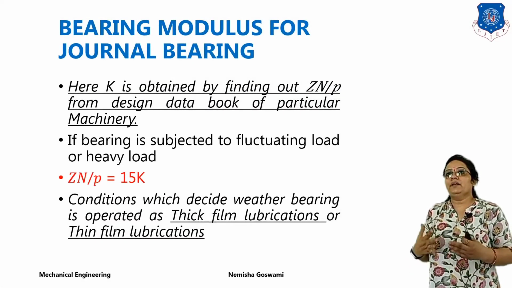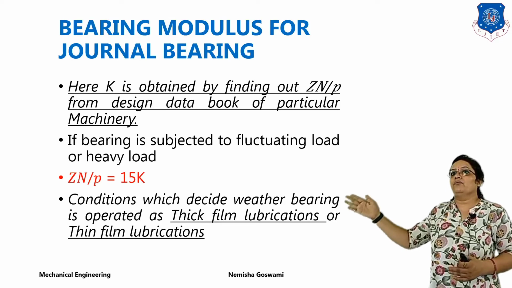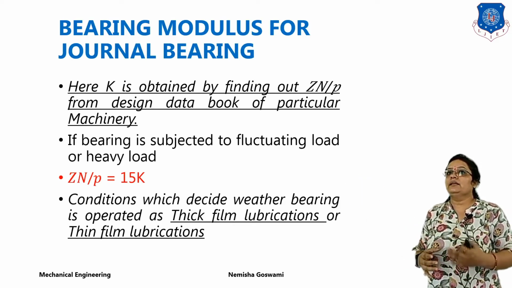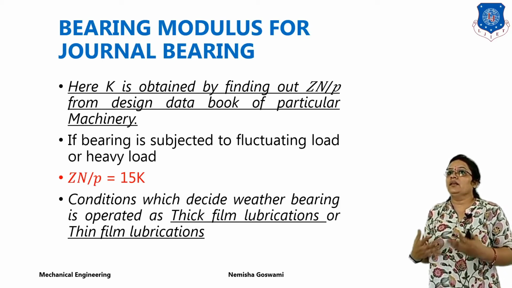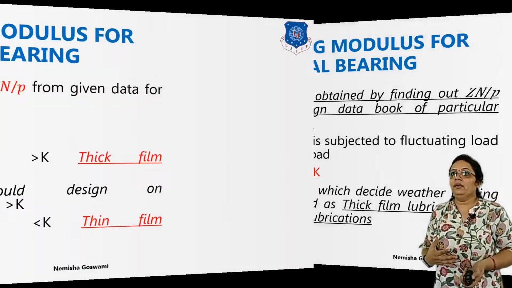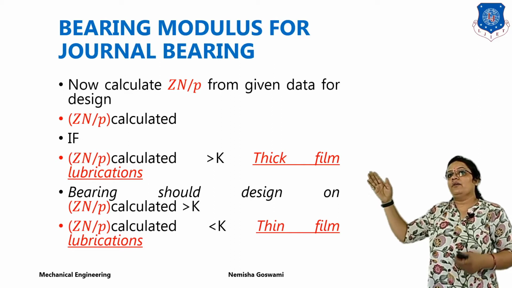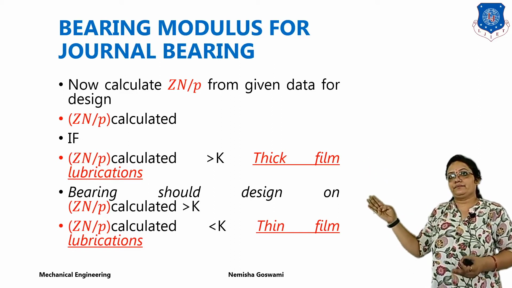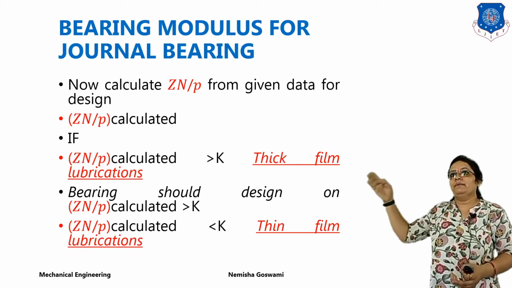If we use higher loads, or heavy or fluctuating load, then ZN by P should be equal to 15 times K. This is the condition which decides whether the bearing operates in thick film lubrication or thin film lubrication. Now see what the conditions are for that. After calculating ZN by P from the given design parameters, ZN by P will be calculated.